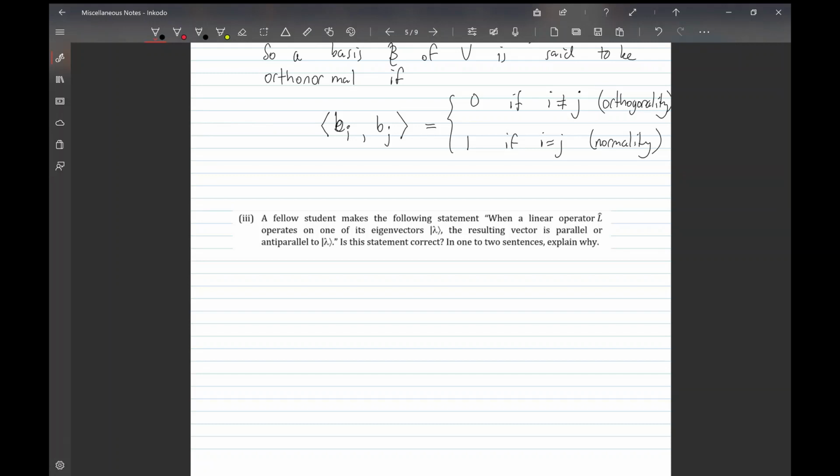If we have a linear operator L and an eigenvector, which is this ket lambda, if it's an eigenvector, it means that there's some non-zero constant mu such that when you act L on the eigenvector, you get mu times that eigenvector back. We might like to think of the following picture.